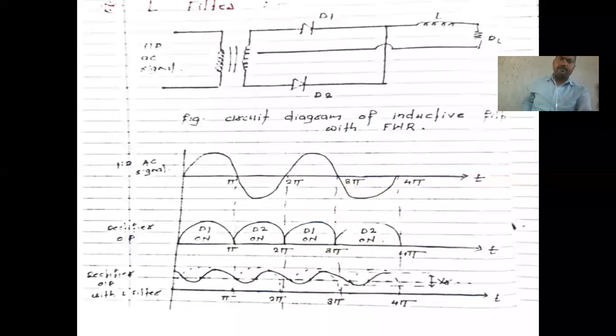See, this is the diagram of the L type of filter. As input, a 230 volt AC supply is applied across here, to the primary of the transformer. When we apply the AC signal, there is a flux linkage between primary and secondary. This should be considered as 12 volts, plus minus.